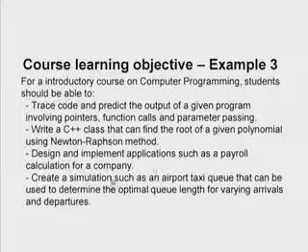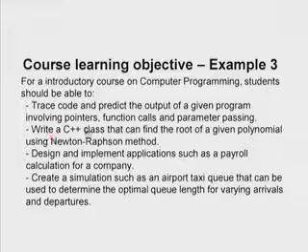So in this last example, this is a course on computer programming. It can be in any language, it does not matter. Students should be able to trace code and predict output of a given program. So they should be able to read a program, understand what it is saying, and be able to predict what the output of that program is. What kind of a program? The ones involving pointers, functions, parameter passing and so on.